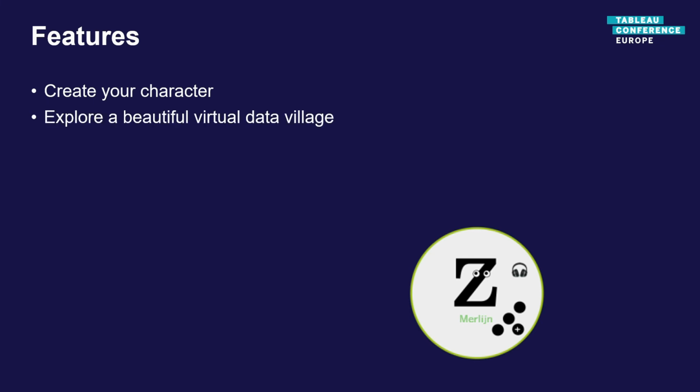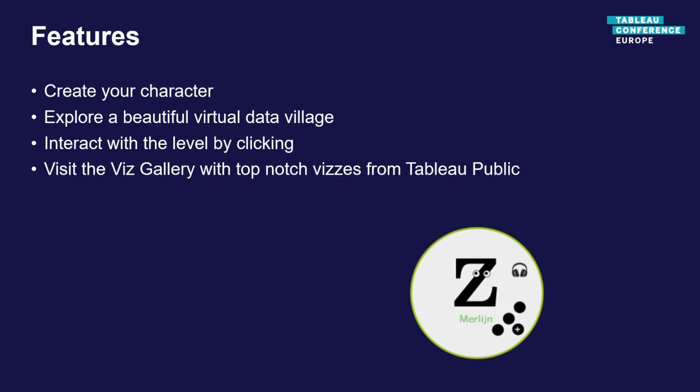You can walk through a beautiful data village. And you can interact with the level, the data village. Of course, it's Tableau. You can interact. And you can click on things. And I will show you later. For example, there's the Viz gallery, just like here, with cool top-notch vizzes from Tableau Public. And you can click on your favorite viz, and you will vote for it, and there are live graphs in the Data Village Online workbook, and these graphs will update accordingly.